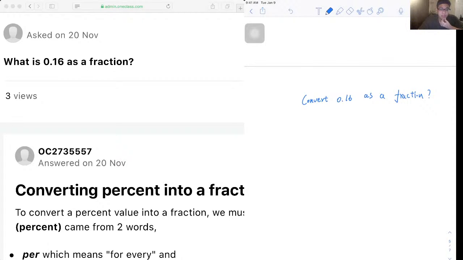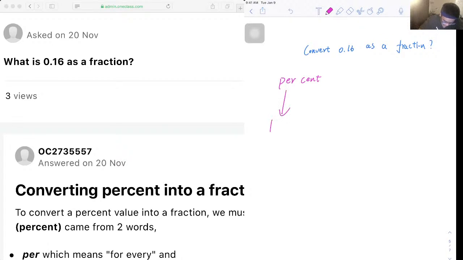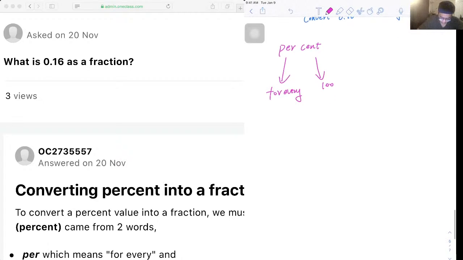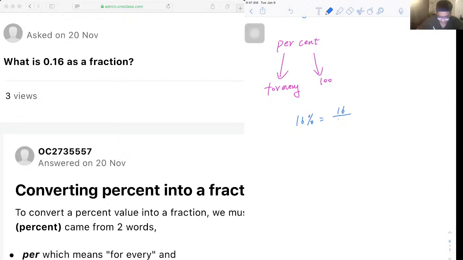So to convert a percent value into a fraction, we must know the symbol comes from two words, which are per and cent. Okay, so per just means for every, and cent means 100. So therefore percent just means for every 100. So now coming back to this question, we have our 16%, which can also be written as 16 over 100, and we need to simplify the fraction in its lowest term.